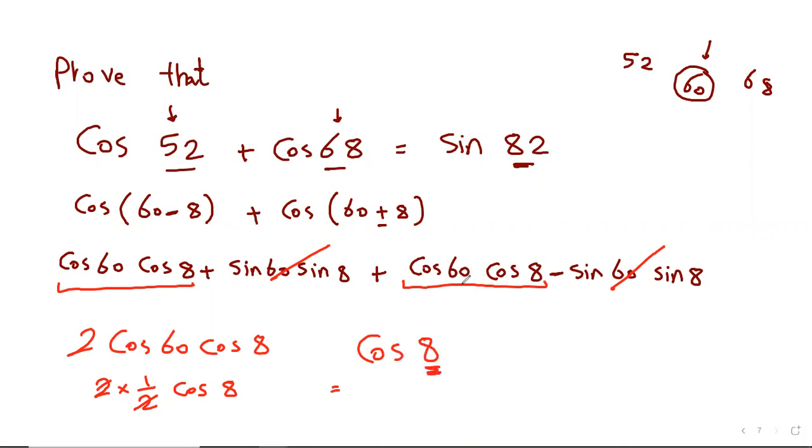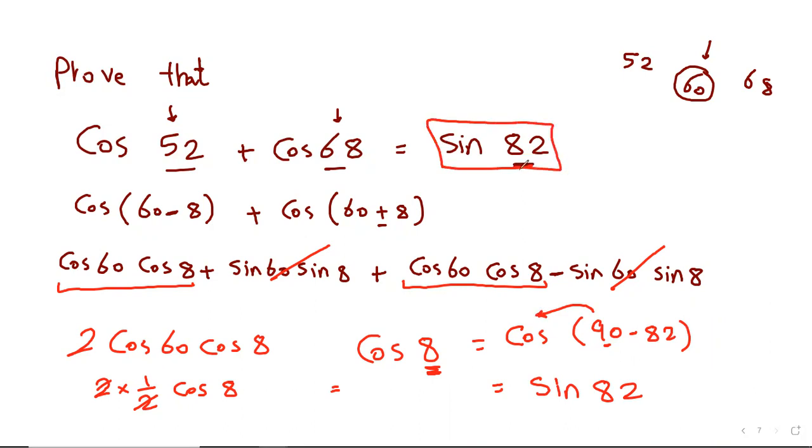This angle here, 8, instead of 8 we can write cosine of 90 minus 82, which is 8. And 90 minus 82, you know 90 changes cosine into sine, so it will be sine 82. And that's the right-hand side here. I have proved that cosine 52 plus cosine 68 equals sine 82.